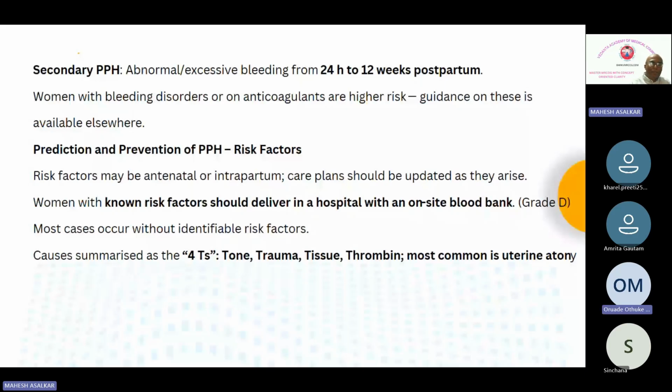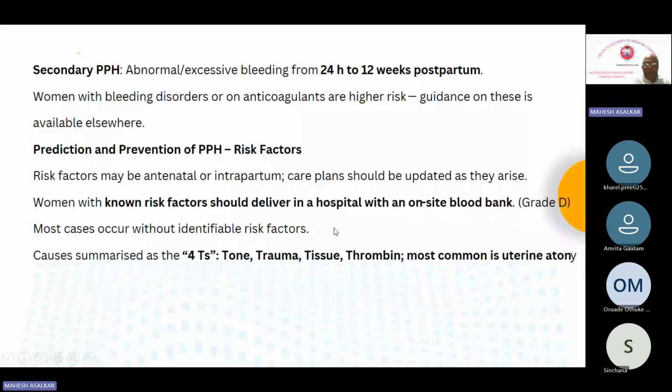Then prediction and prevention of PPH, risk factors. Risk factors may be antenatal or intrapartum. Care plans should be updated as they increase. Women with known risk factors should deliver in a hospital with an on-site blood bank. Most cases occur without identifying risk factors, and the causes are the 4 T's: tone, trauma, tissue, thrombin. Most common is uterine atony. So these are the 4 factors.